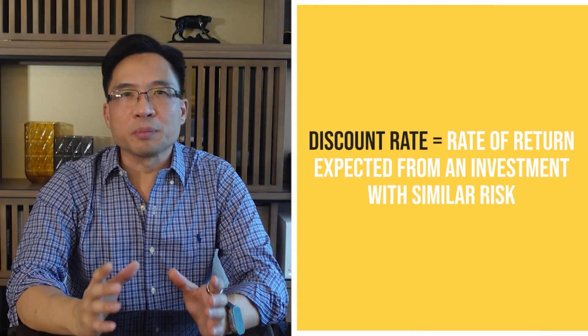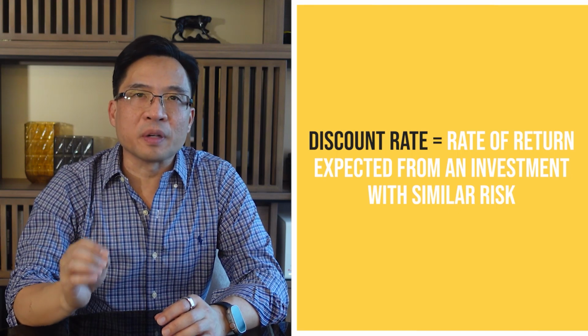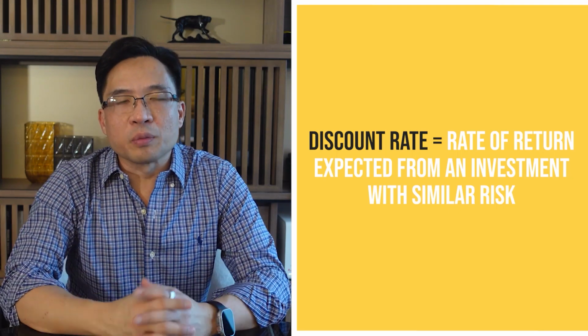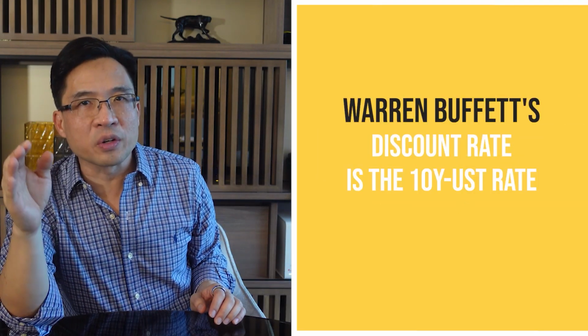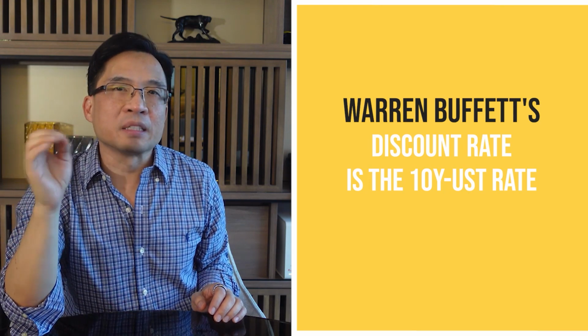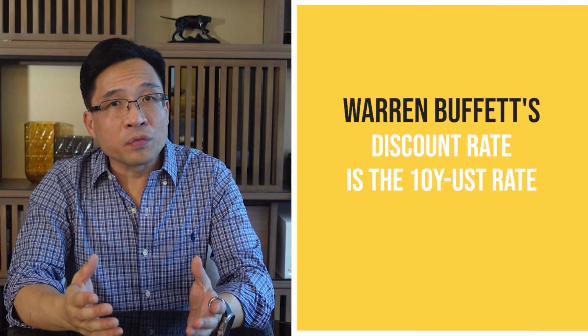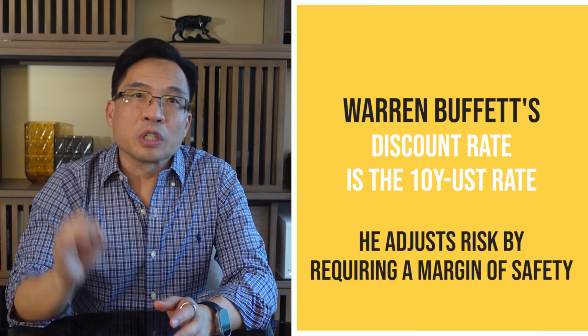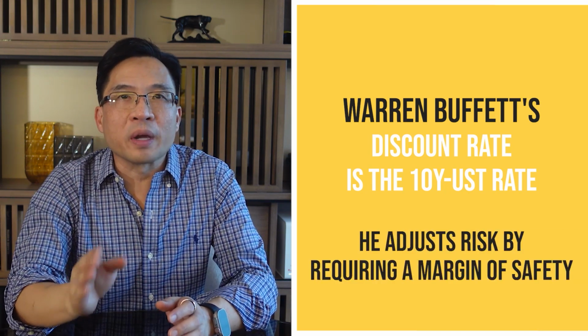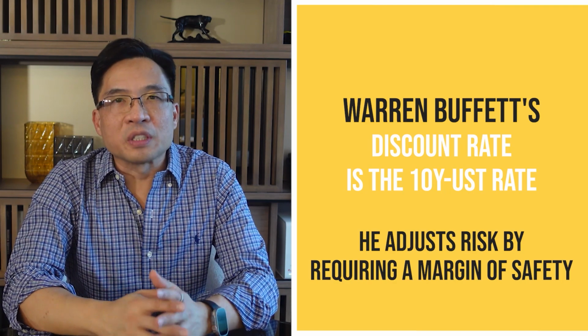The rate at which we discount future cash flows can dramatically impact our valuation. The discount rate represents the return we'd expect from an alternative investment with a similar risk profile. Warren Buffett uses the 10-year US Treasury bond rate as his discount rate. That is what he uses as his alternative investment. If it's good for Buffett, I'm using the same. Of course, he does adjust for risk by requiring a large margin of safety to the valuation calculated.